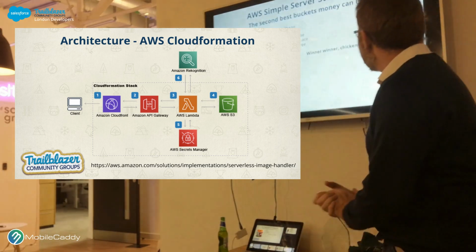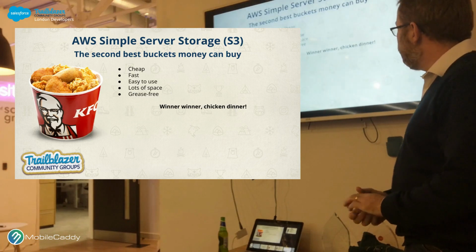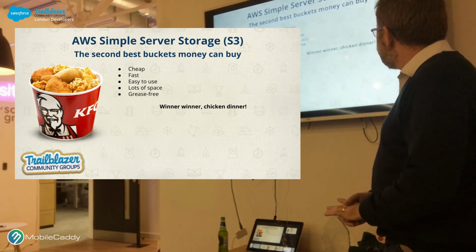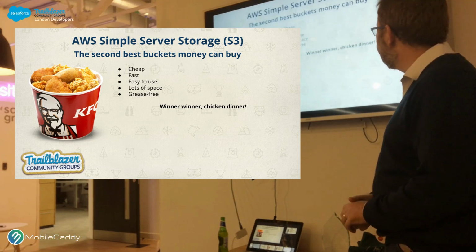So, S3. S3 storage is called buckets, hence the picture. It's the second best bucket money can buy. Okay, you can't beat a bit of KFC.